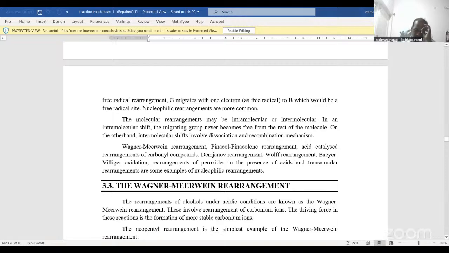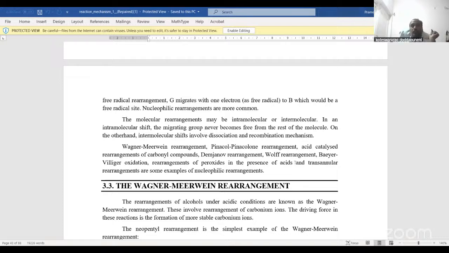In some reactions, the migration of a group takes place from one position of the molecule to another position of the same molecule. That is called intramolecular rearrangement. Intermolecular rearrangement means the migration takes place from one position of one molecule to another position of another molecule.